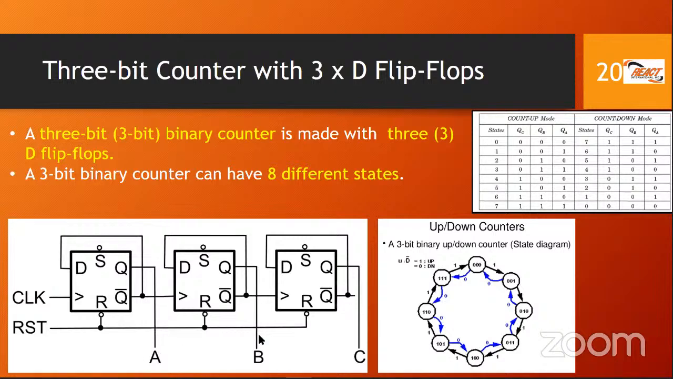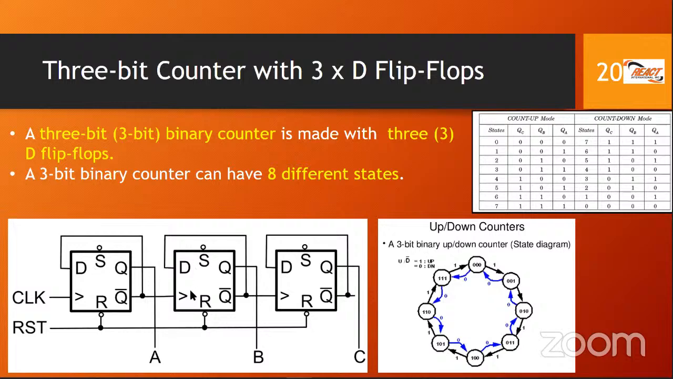And you have the outputs from the flip-flops. So you have the input and you have the output. And of course, these flip-flops can go up or down. For those of you who are more advanced in electronics, yes, they are up and down counters. We also need to note that for a three-bit counter, we can have eight different states, whether it's up or down. So let's go to the eight different states.